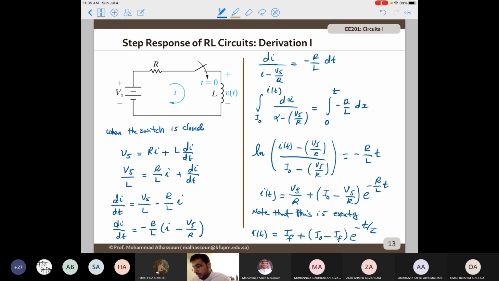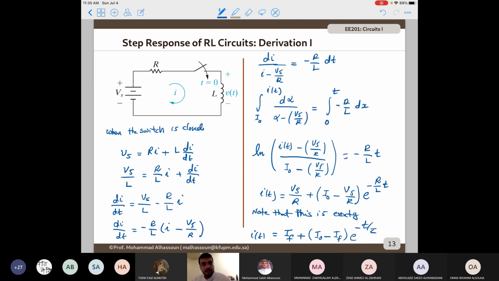So let's see why this is I final plus I initial minus I final. At t equals 0, the initial current circulating in this circuit must be equal to the initial current of the inductor, because the current passing through an inductor cannot change instantaneously. So the initial current here is I naught. If we substitute t equals 0 here, you will have I final plus I naught minus I final, and the exponent will be 0. And I final minus I final will be 0, and you will end up with I naught.